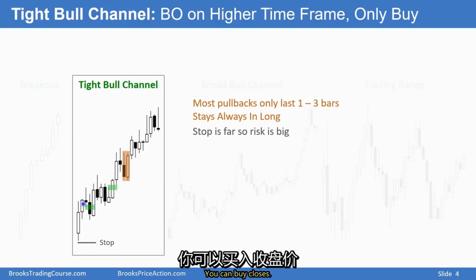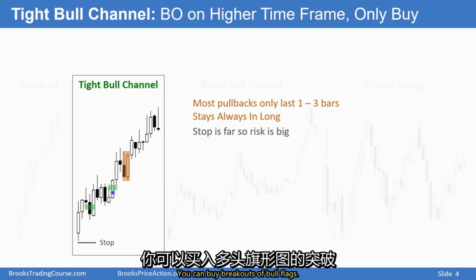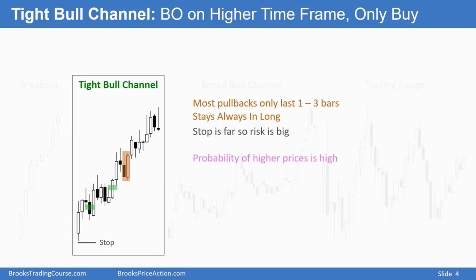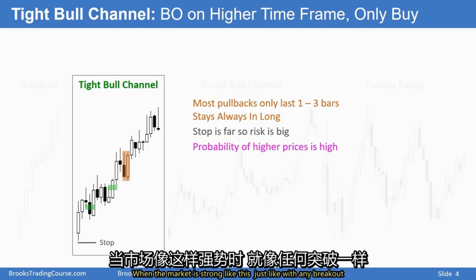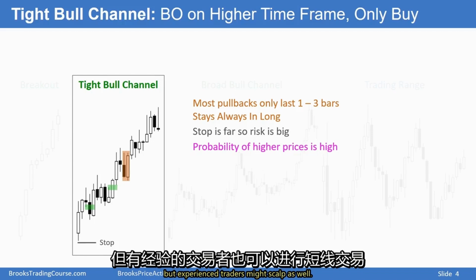You can buy closes. You can buy below bars betting reversals will fail. You can buy breakouts of bull flags. You can buy bear closes betting that reversal attempts will fail. When the market is strong like this, just like with any breakout, it's best to buy for a swing trade, but experienced traders might scalp as well.